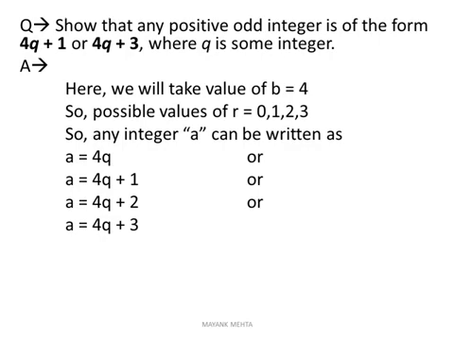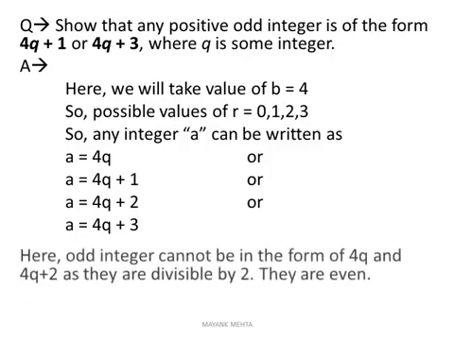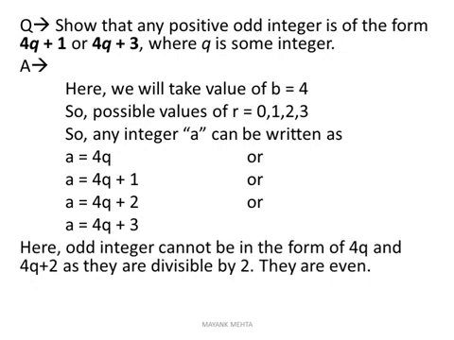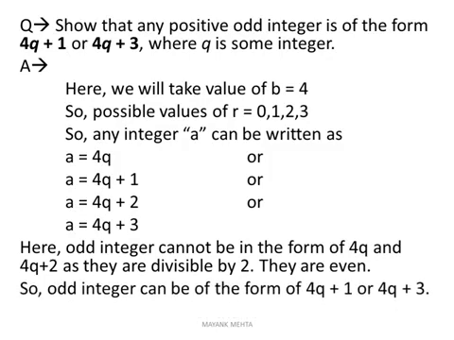Now among these four numbers, 4q is divisible by 2, and in 4q plus 2 you can also take 2 common, so that is also divisible by 2. So 4q and 4q plus 2 both are divisible by 2. That means they cannot be odd integers. That means odd integers are of the form of 4q plus 1 or 4q plus 3. You'll need to write this much in the answer if this is asked in the exam.